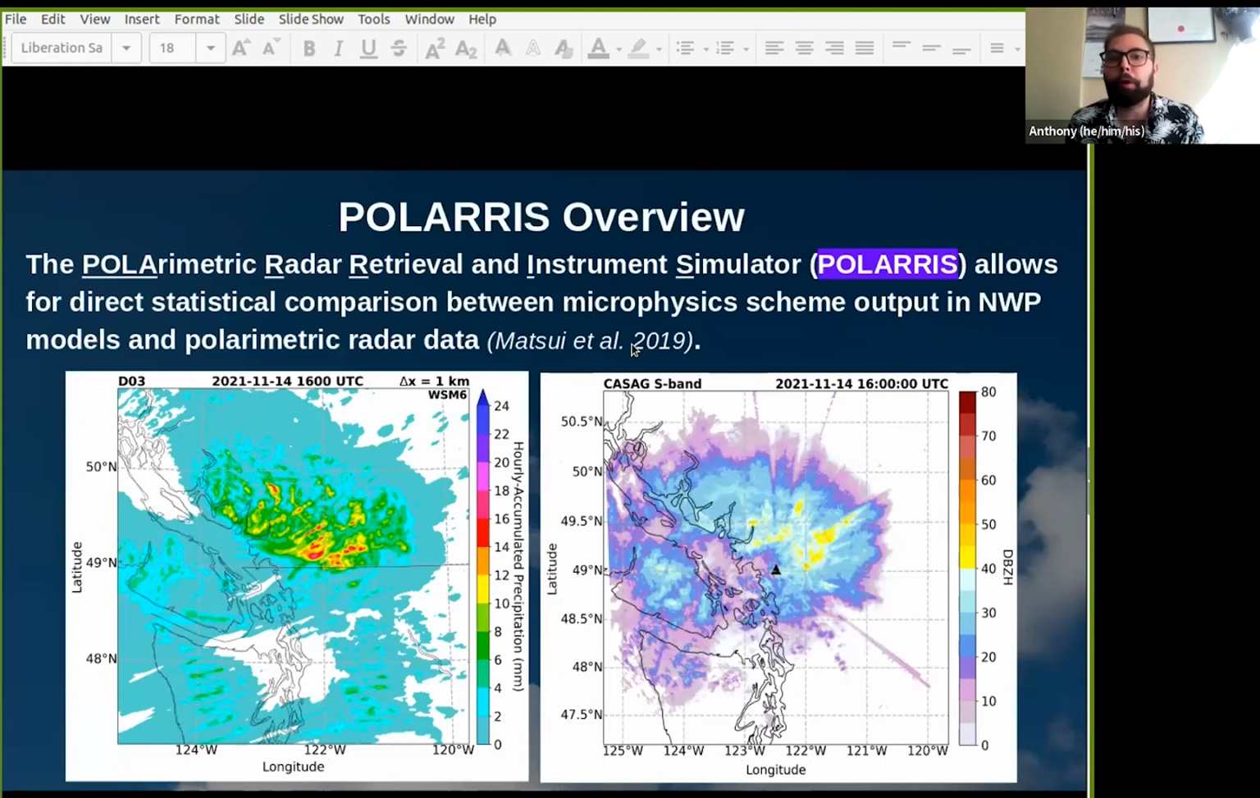The polarimetric radar retrieval and instrument simulator, also known as Polaris, allows for direct statistical, and I should add, spatial comparison between microphysics scheme output in NWP models and polarimetric radar data. The idea being that we can try and make the left panel, which is an output from a weather forecast model, become more accurate if we inform it based on spatially observed precipitation using radar data. So we use this in somehow to inform how this looks in the end.